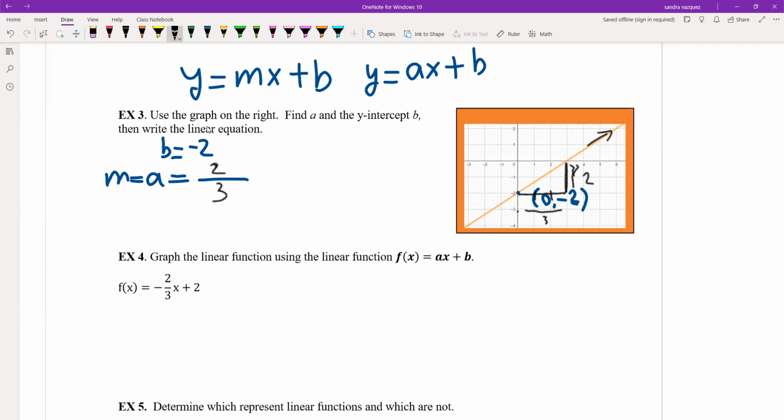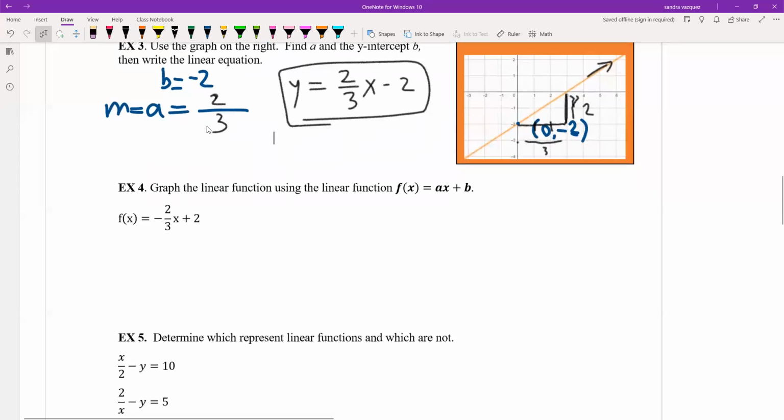What's the equation? y equals, I'm just going to plug in what I have. a is 2/3, so 2/3 x, then b. b is -2, and this is my equation. That's it.